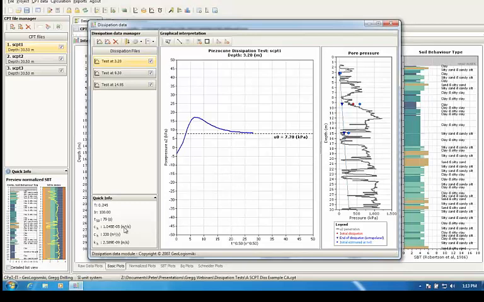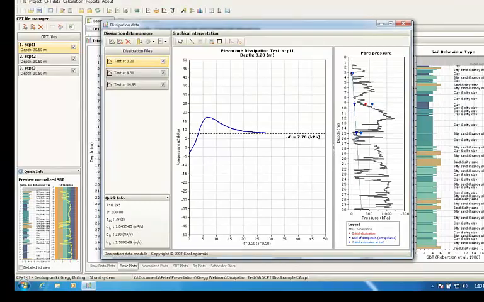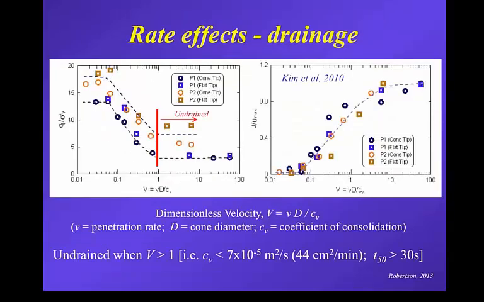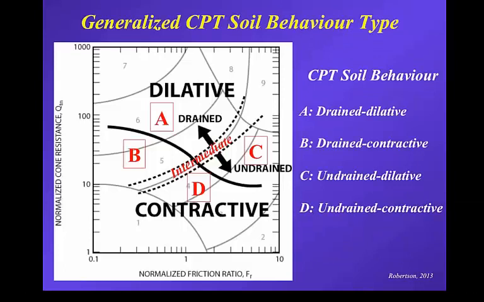Now, when you do lab testing for the high-risk projects, you want to get high-quality samples and do high-quality lab testing, and for higher-risk projects, you can actually do lab testing in different directions to try and get a handle on the anisotropy. Next question: how might partial drainage affect liquefaction screening and evaluation?